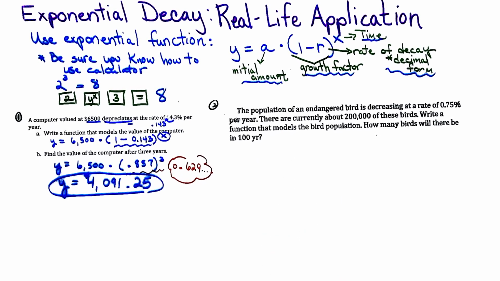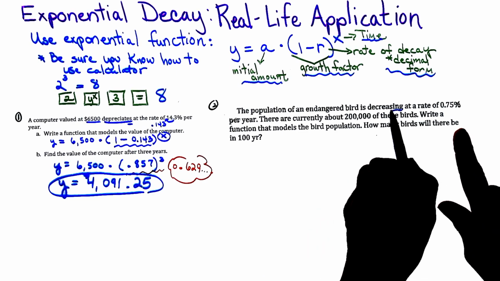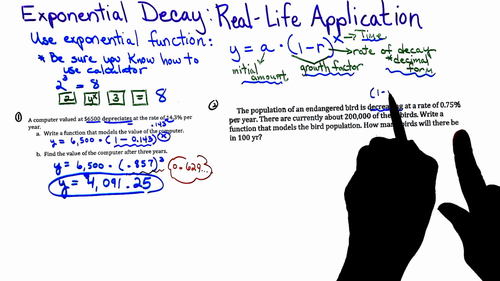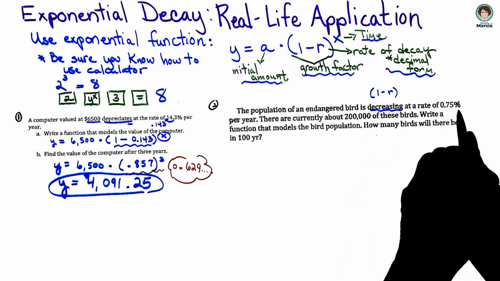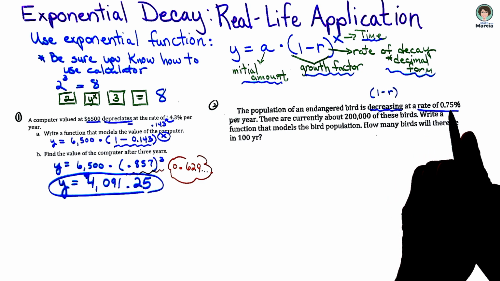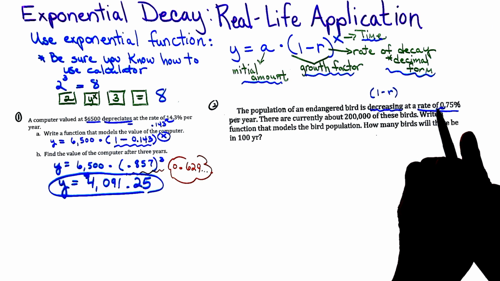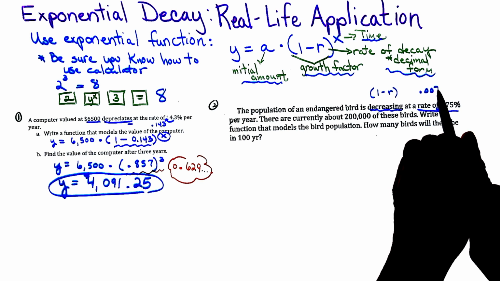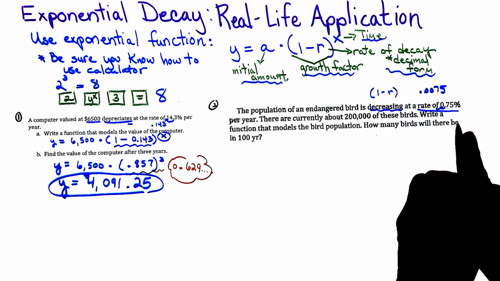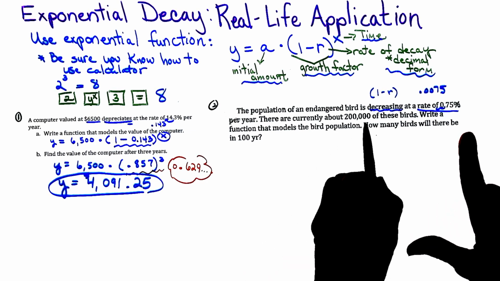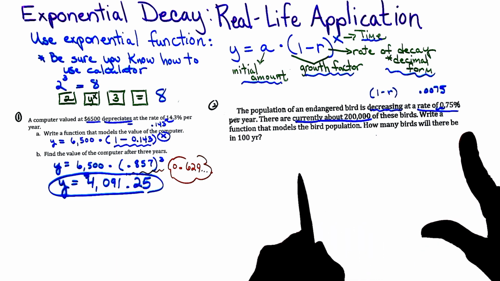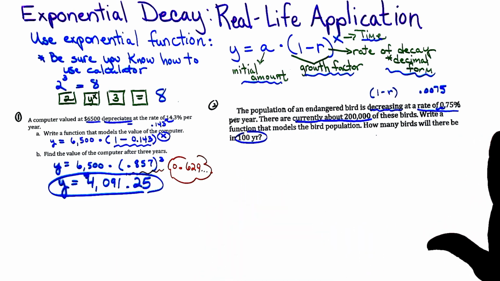Okay, so let's mark the text. First of all, it's decreasing, so we know we are going to be using 1 minus that rate. And the rate is right here, and it's actually less than 1%. So remember, we move that decimal place over 2 places, so it is 0.0075 is what we will be putting into our formula. How many birds did we start with currently? 200,000. And now, how many are we going to have in 100 years?